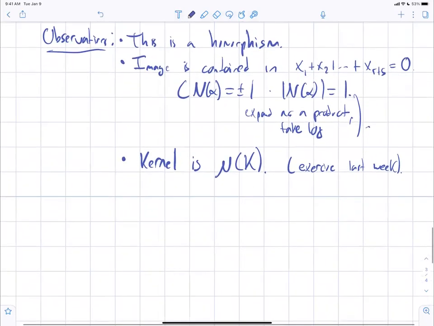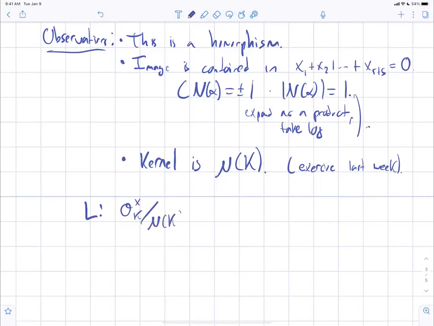But let me conclude where we're at right now. We have that L induces a map from O_K cross, mod its torsion subgroup mu_K, to a real vector space of dimension r plus s minus 1.